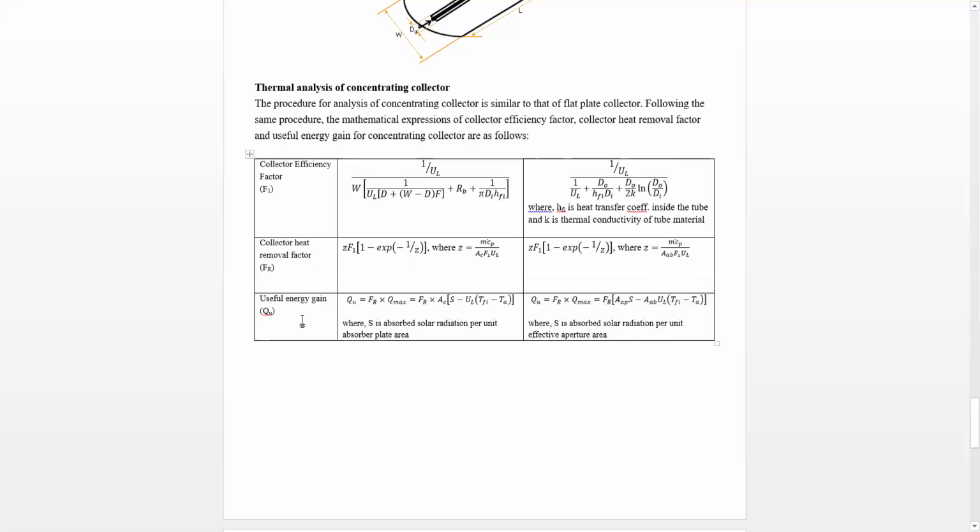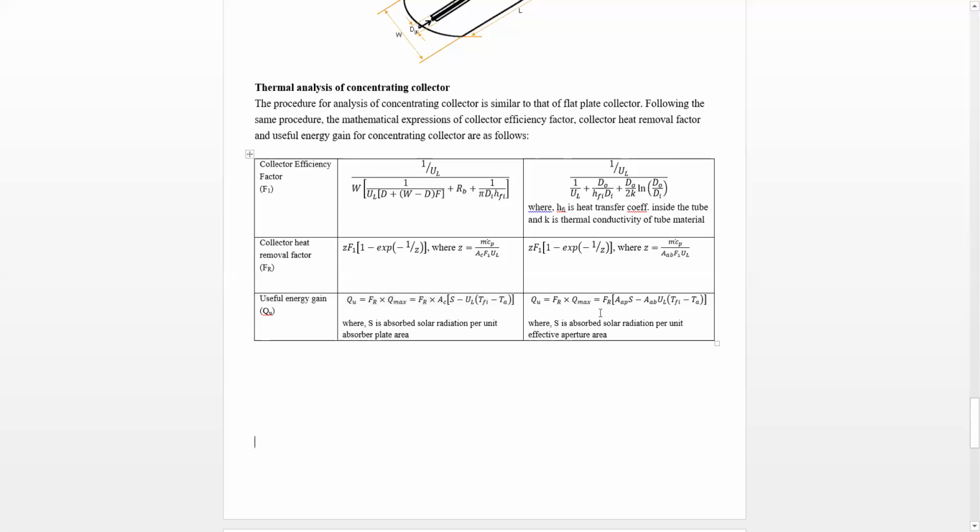Now the next important parameter is the useful energy gain. This is the expression for useful energy gain: the heat removal factor FR, which is equivalent to the effectiveness or efficiency of a heat exchanger, multiplied by the maximum useful energy gain that can be obtained when the heat losses from the absorber surface to the surroundings are minimum. This is the expression we have obtained for the flat plate collector: the effectiveness of the heat exchanger times the maximum useful energy gain, which can be obtained if the entire plate area has a temperature equal to the inlet fluid temperature.